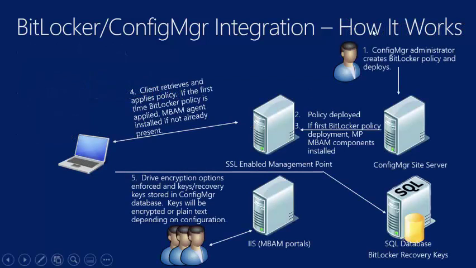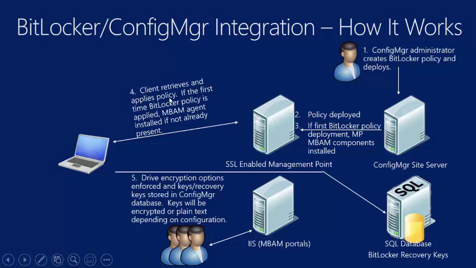Okay, so how does this all work? So just a quick diagram to kind of give you an idea, right? Number one, the ConfigMgr admin is going to create, this assumes that the infrastructure is ready, right, which we'll get into. But the ConfigMgr admin creates your BitLocker policy and deploys it. And then step number two, the policy is deployed to the SSL-enabled management point. If this is the first BitLocker policy deployment, the MP MBAM components are installed. Step number four, the client is going to retrieve and implement the policy.